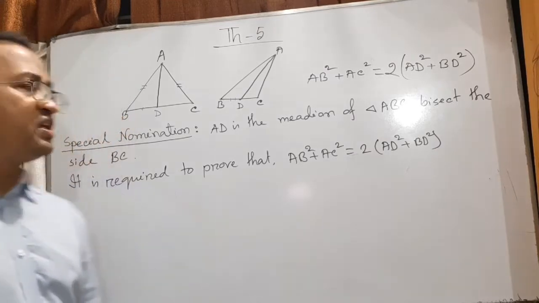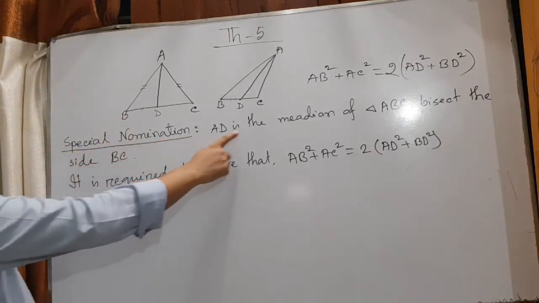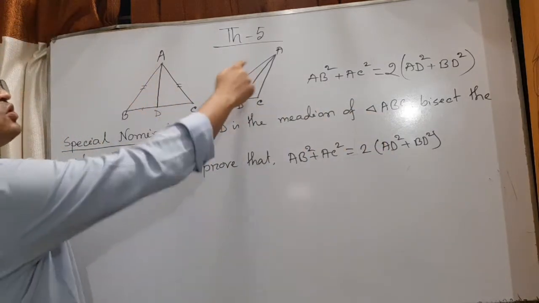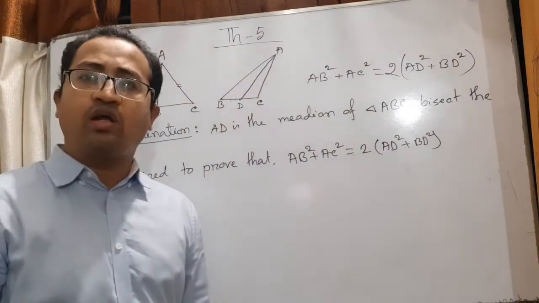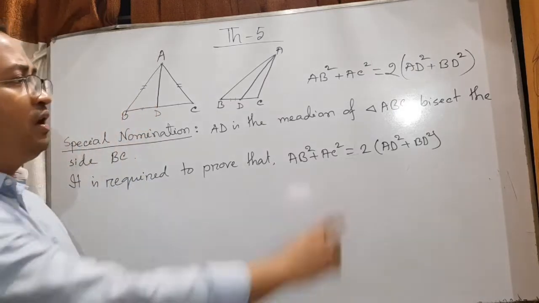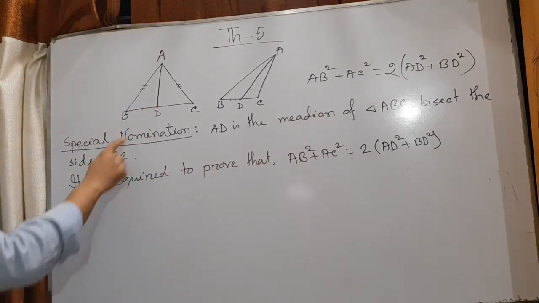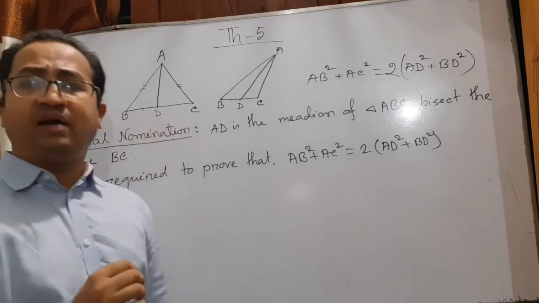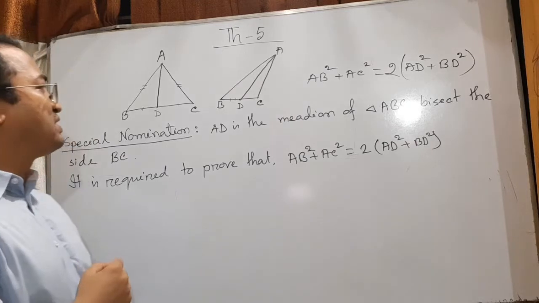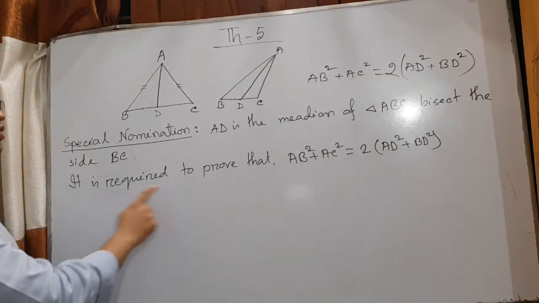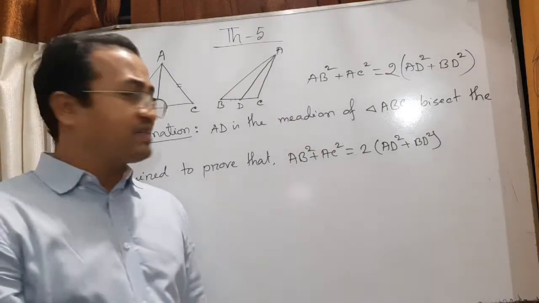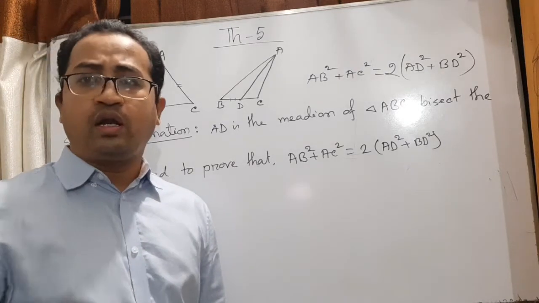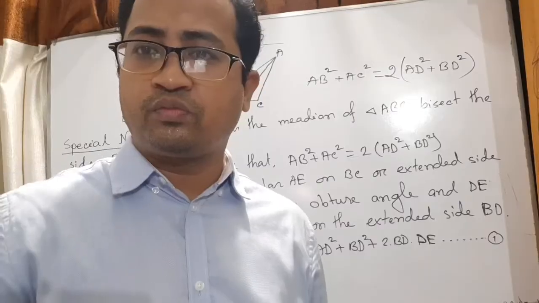Now, the special nomination. Look, AD is the median of triangle ABC. This is triangle ABC. It is also triangle ABC. Figures 1 and 2 both are triangle ABC. D is the midpoint, so it bisects the side BC at D. It is required to prove that AB square plus AC square equals 2 times AD square plus BD square. Now come to the proof.